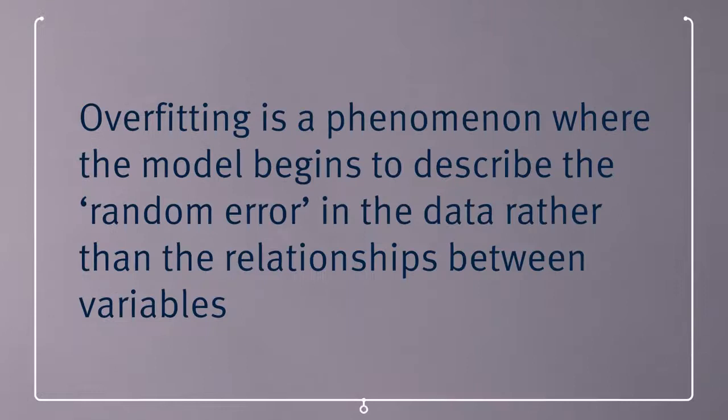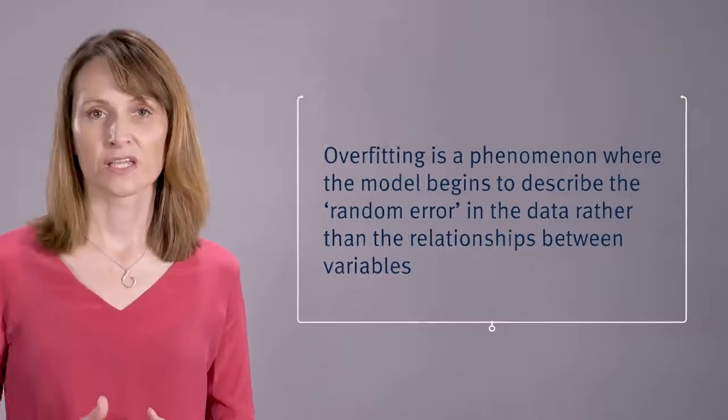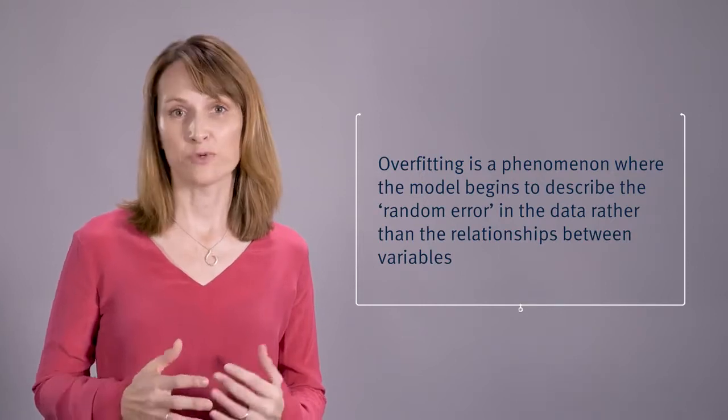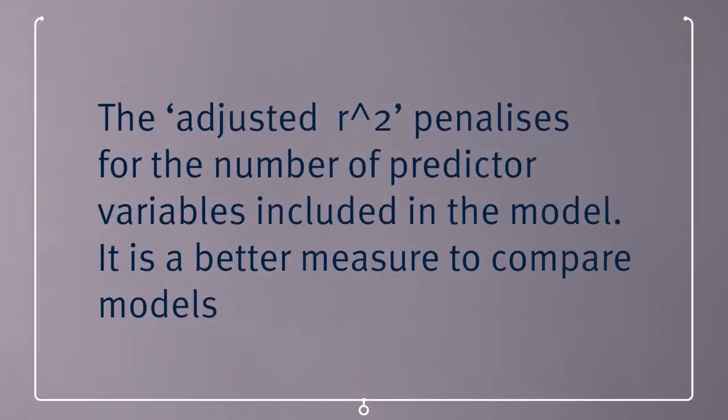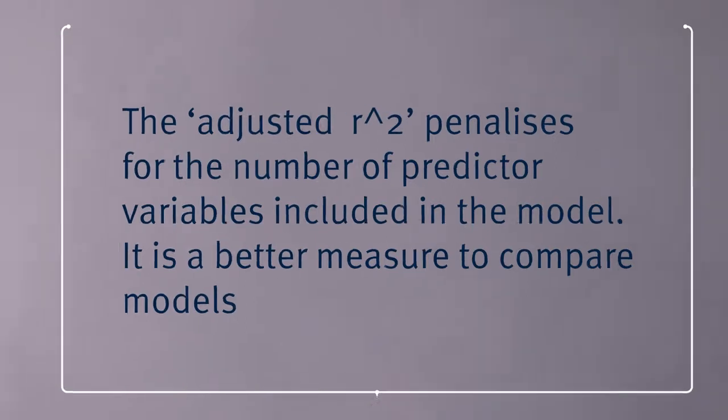So you may think, what's wrong with that? What's wrong with keeping adding more and more variables to explain more and more of the variation? Well, we have to be careful of overfitting our model. Overfitting is a phenomenon where the model begins to describe the random error in the data rather than the relationships between the variables. So R-squared is not a good measure if we want to compare models. But instead, we can obtain an adjusted R-squared. The adjusted R-squared penalises for the number of predictor variables included in the model. So it's a better measure to compare our models with. And we'll look at this in more detail later.